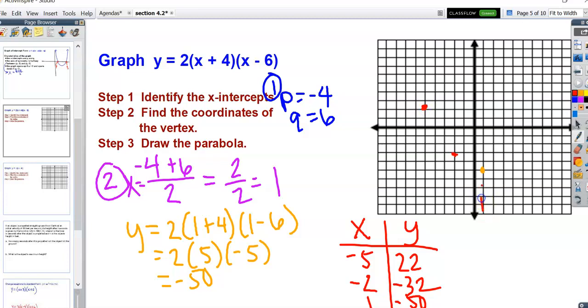The axis of symmetry is still going to be right in the middle. So because we are 1, 2, 3 spaces to the left at the point -2, -32, you're going to go 1, 2, 3 spaces to the right to get 4, -32. And then count again. You're 6 spaces to the left for the point -5, 22. So we're going to go 6 spaces to the right for the point 7, 22.